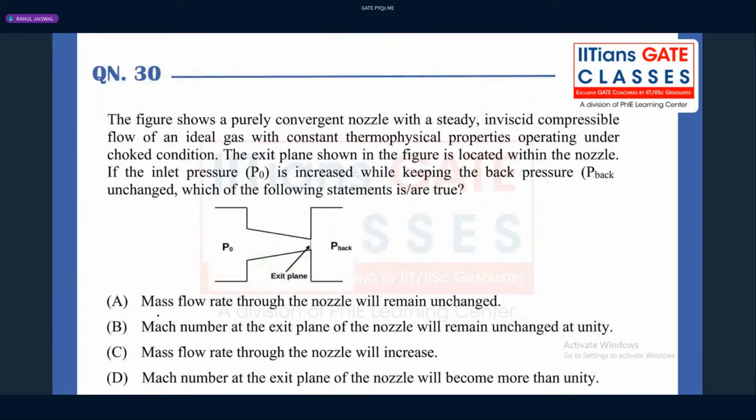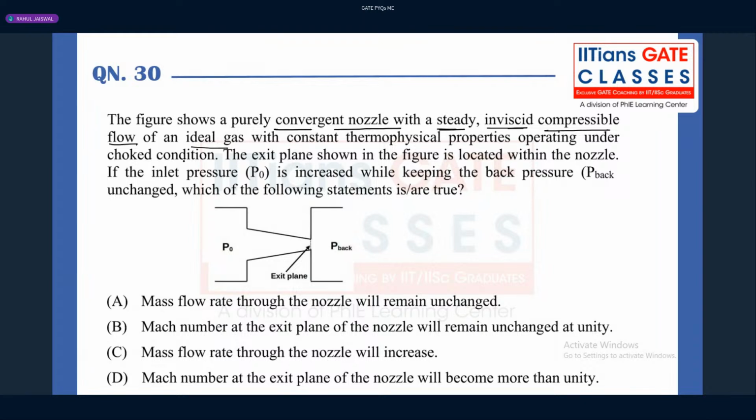Coming to question number 2 here. Question number 2 again from compressible flow. You can see here what they have given. They have given the convergent nozzle, right, which is connected to a reservoir, and then it is connected to what, guys? Some chamber, a back pressure chamber. The figure shows a purely convergent nozzle with a steady, inviscid, compressible flow of an ideal gas with constant thermophysical properties operating under choked conditions. The exit plane shown in the figure is located within the nozzle.